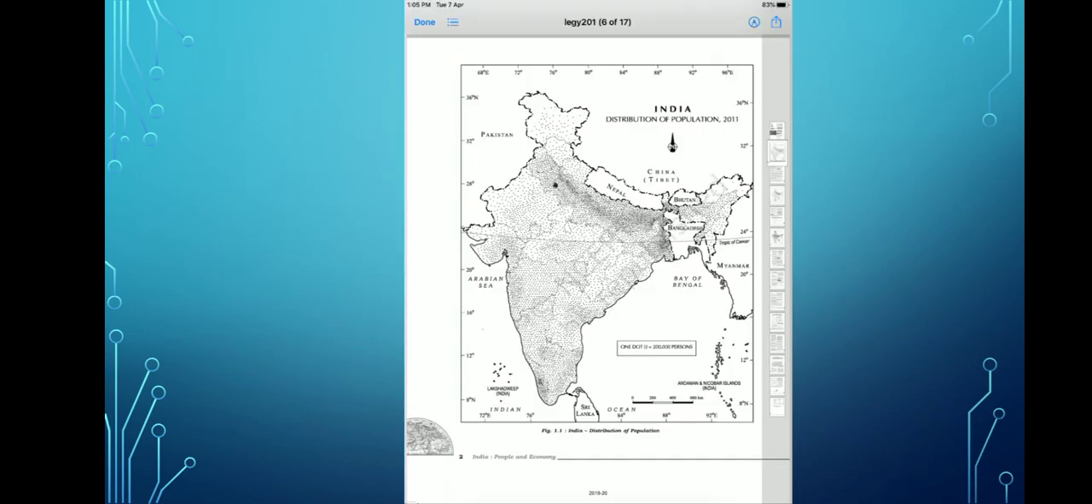Now, if you study this map of India, you will find the density of population in India. You will find in West Bengal, Bihar, and the northern plain, especially in Uttar Pradesh, the density of population is very high. In the same way, in the south, you will see Kerala is a highly populated state in India.